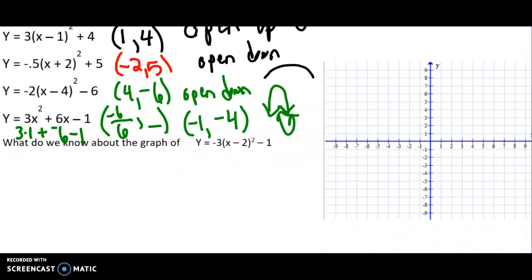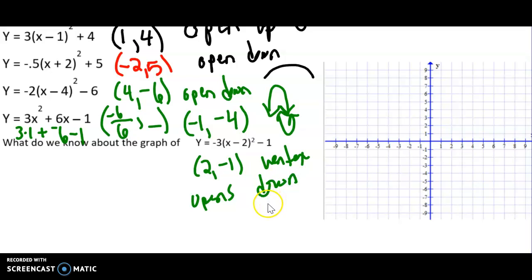So let's look at this next one. What do we know about this graph? I love when it's in vertex form. I can see the vertex right away. (2, -1) is the vertex. It opens down because the 3 is negative. It's a little bit skinny. Okay. That's all I can tell right now. I'm just looking and I know (2, -1) is the vertex. It's opening down and it's skinny.